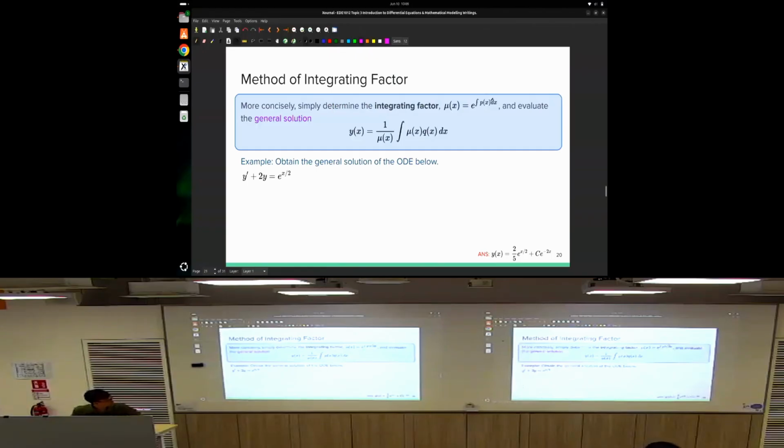Then just sub the integrating factor into this formula. This formula has no change. Okay, always the same. So just find the integrating factor, sub inside, perform integration, that's it. Easy. Okay, so I'm going to demonstrate.